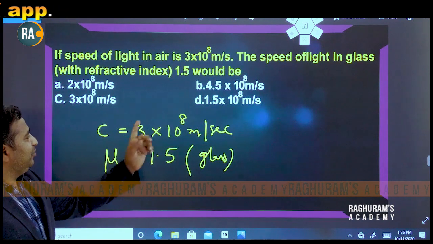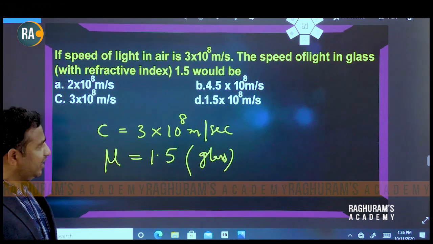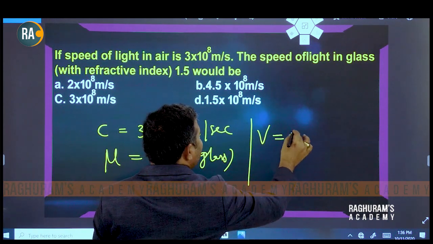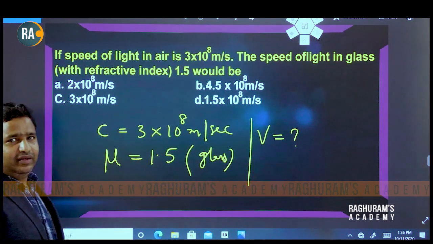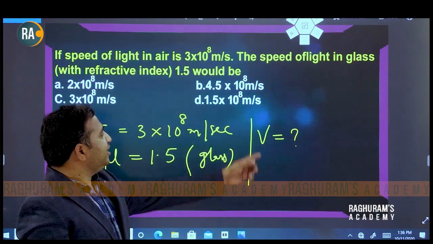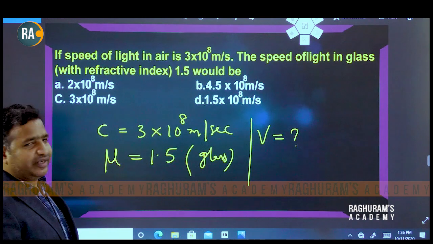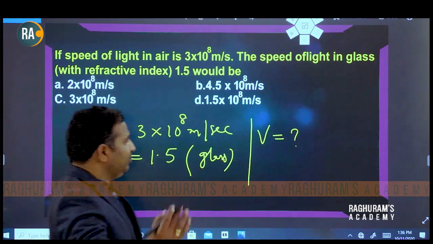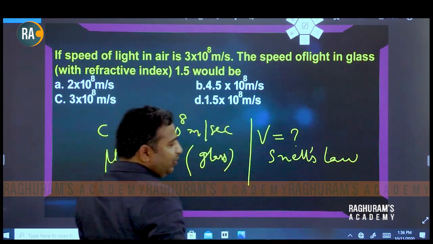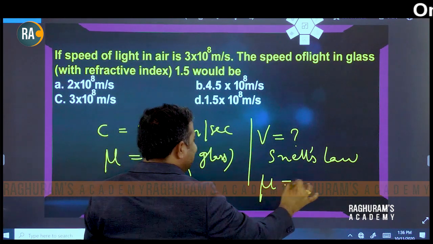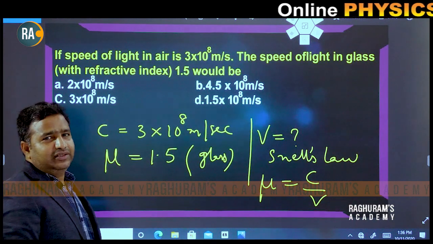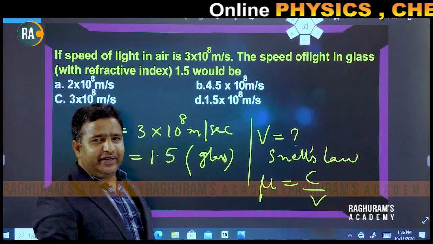The speed of light in air is 3 into 10 to the power of 8 meter per second. Now we should calculate the speed of light in glass, which is considered as V, based on this information. According to Snell's law, mu is equal to c by V. That is called Snell's law, or sometimes it is defined as the definition of refractive index.